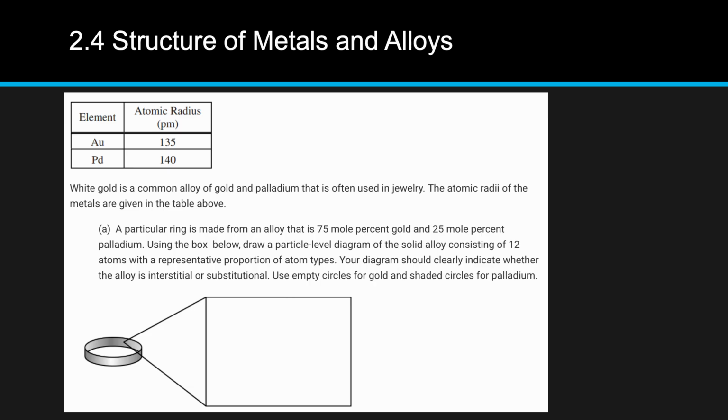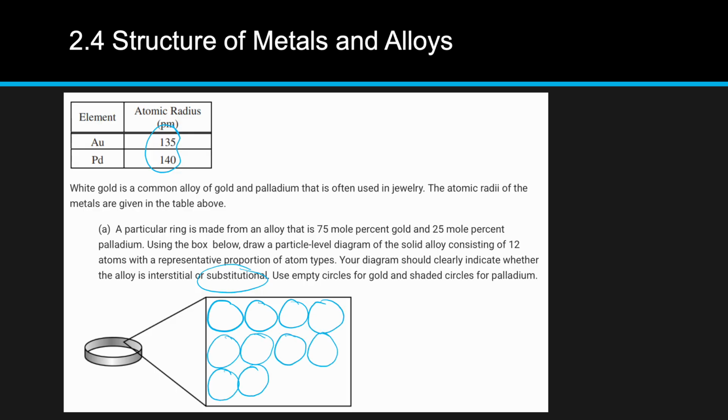So we know that we are going to draw the alloy, but the first thing we need to do is figure out if it's interstitial or substitutional. And we do that by looking at the atomic radius. We can see that the radii of the two metals are very similar. So since they are of similar size, we're going to have a substitutional alloy, which means they're pretty much all the same size. So we know this question wants 12 atoms. So I'm going to go ahead and draw 12 circles to represent the 12 atoms.